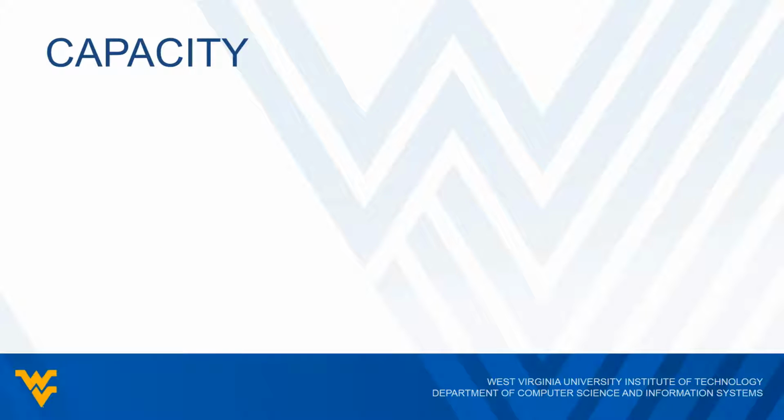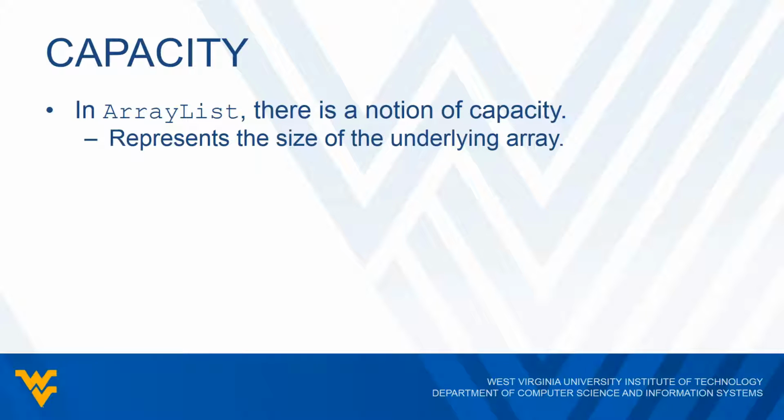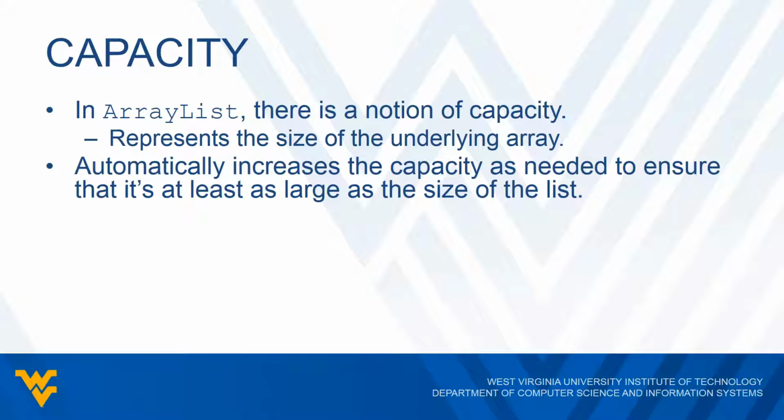Now with the array list, there's a little bit more we can do with it. There is this notion of a capacity, the maximum size that the array can have, and this represents the size of the underlying array. What the array list does is automatically increase the capacity whenever it's needed, just to make sure that it's at least as large as the size of the list.